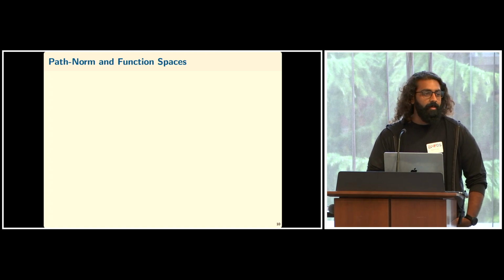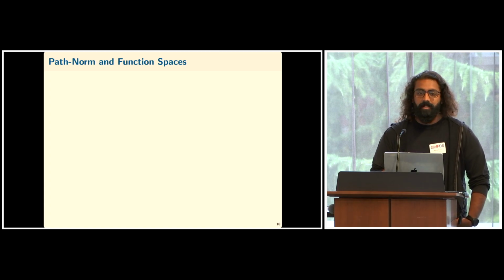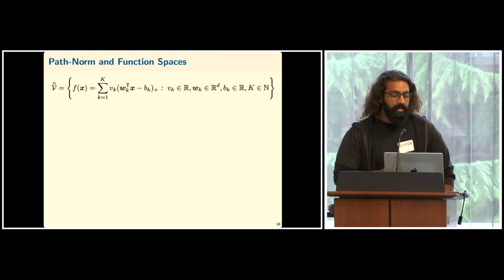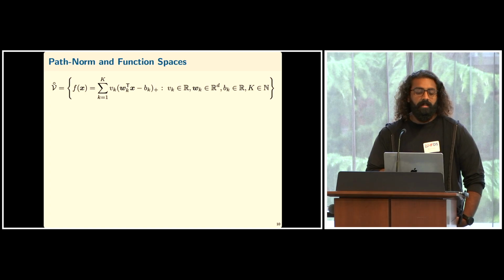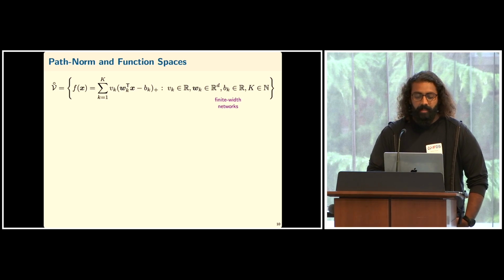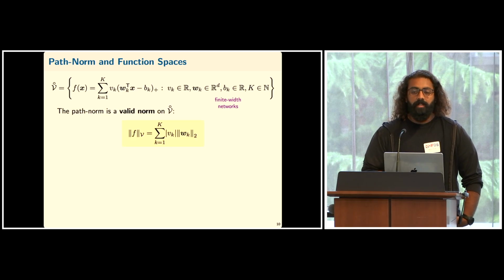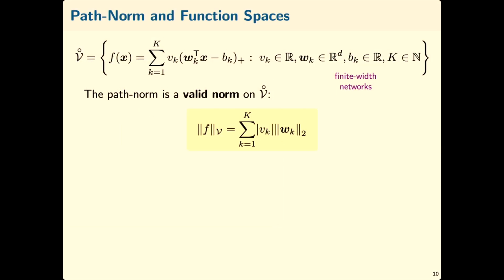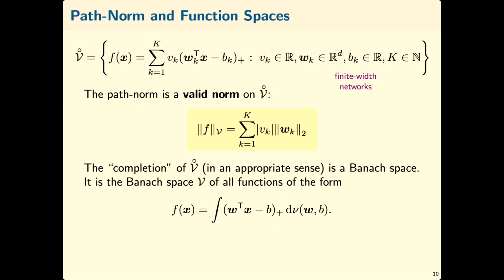And now we're going to move to function spaces so that we can actually study the end-to-end mappings of these neural networks. So let's consider this space right here. These are just finite width neural networks, and I'm letting the width be any natural number. It turns out that the path norm actually is a valid norm on this space, but the space actually isn't closed. So if I take its appropriately defined completion, this is actually going to be a Banach space.